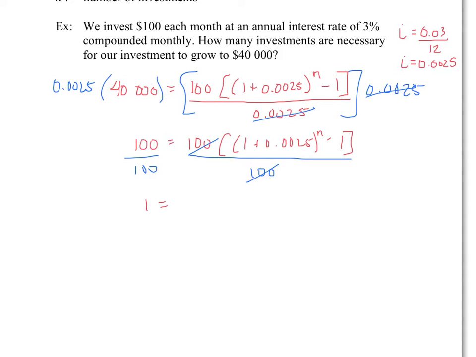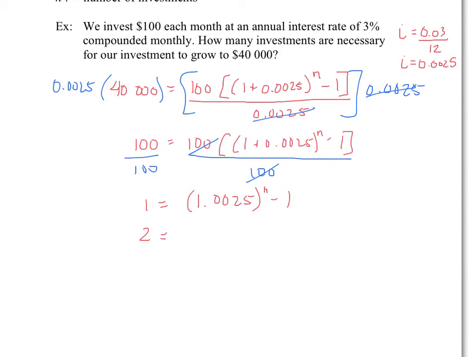And really, all I have left with is this bracket on the side here. So I'm going to not write those big brackets. I have 1.0025 to the power of n minus 1. So notice 1 plus 0.0025, I just combine that. Okay, so I'm going to bring this 1 over, so that's just plus 1 on each side.